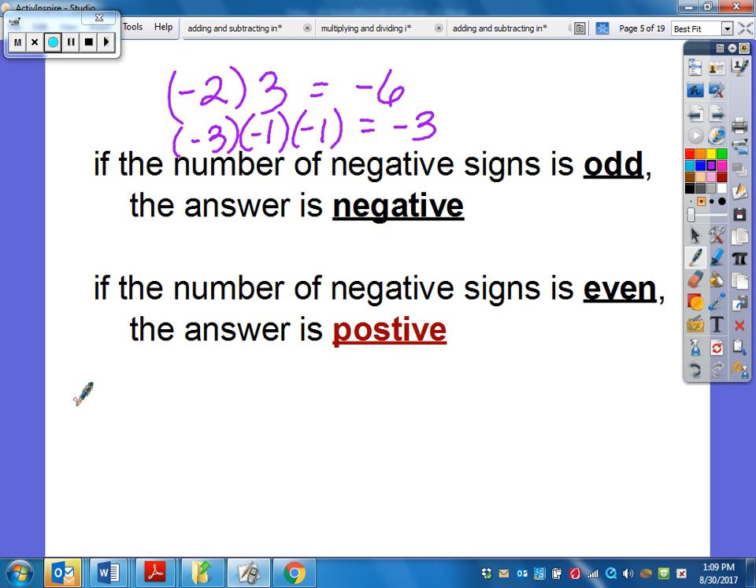If the number of negative signs is even, the answer is positive. So, a negative 2 times a negative 2 is going to equal a positive 4. But what if I had 4 negative numbers?